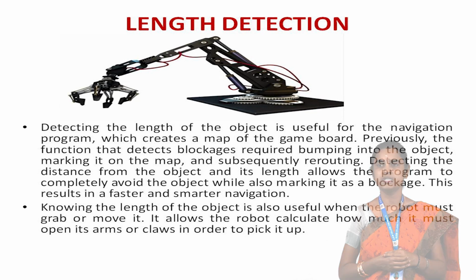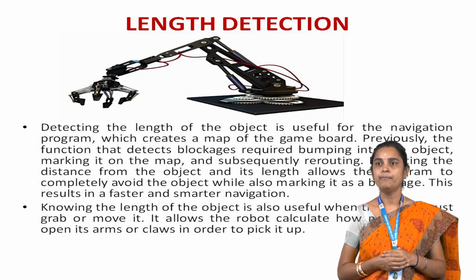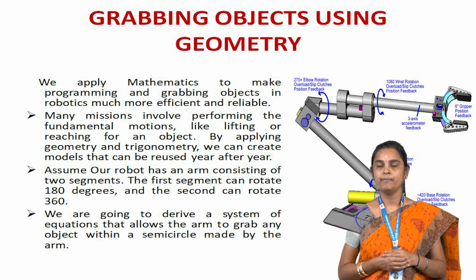Knowing the length of the object is also useful when the robot must grab or move it. It allows the robot to calculate how much it must open its arms or claws in order to pick it up. Now, grabbing objects using geometry. We apply mathematics to make programming and grabbing objects in robotics much more efficient and reliable.